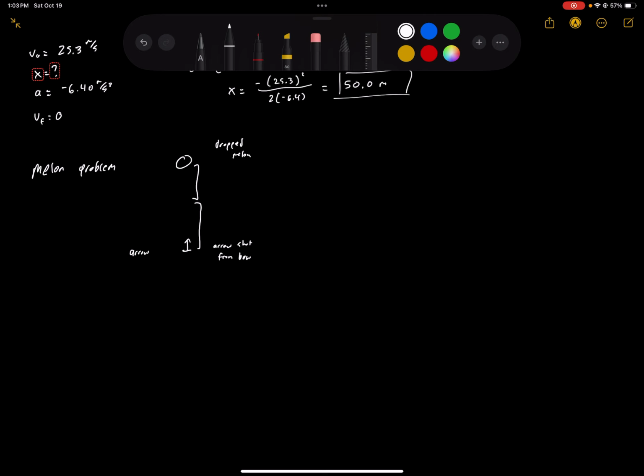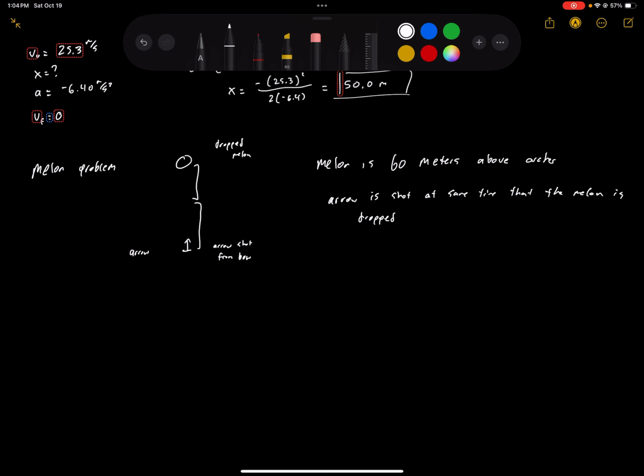Let's add some numbers to this. Let's say the melon is 60 meters above the archer. There's a guy sitting down here with a bow and arrow, and he's going to hit this melon with his arrow. And then hopefully he gets out of the way. So now we know that the arrow is shot at the same exact time that the melon is dropped.